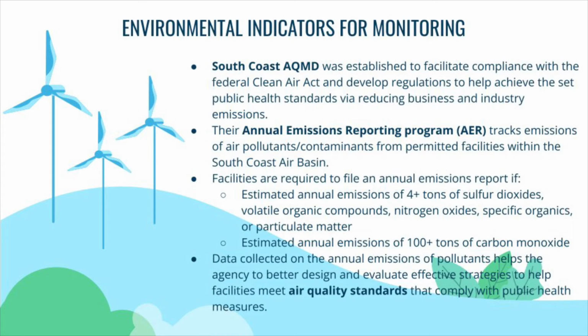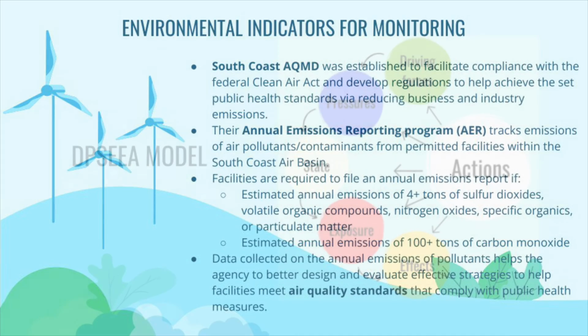So facilities will be required to file an annual emissions report if they meet one of the following criteria. The first one is if they have estimated annual emissions of 4 or more tons of sulfur dioxide, volatile organic compounds, nitrogen oxides, specific organics, or particulate matter. They would also have to file if they have estimated annual emissions of 100 or more tons of carbon monoxide. So altogether, the data that is collected through the AER program helps the agency to better design effective strategies that help facilities meet our set air quality standards.